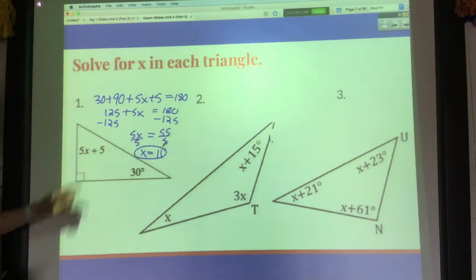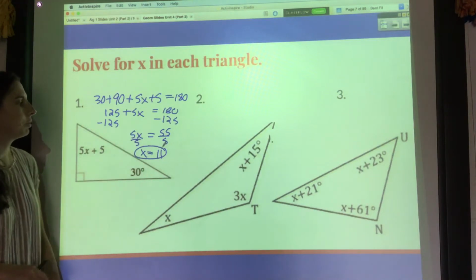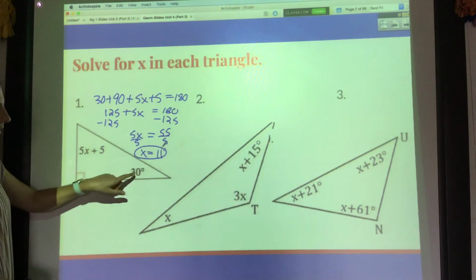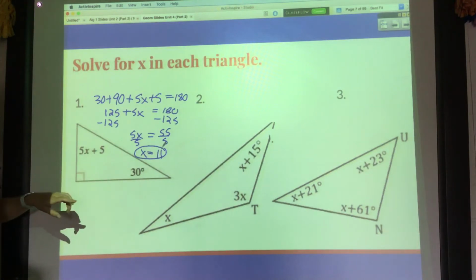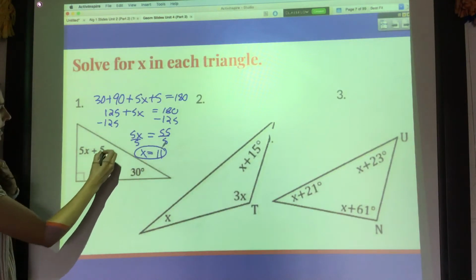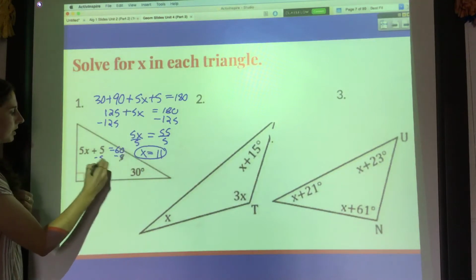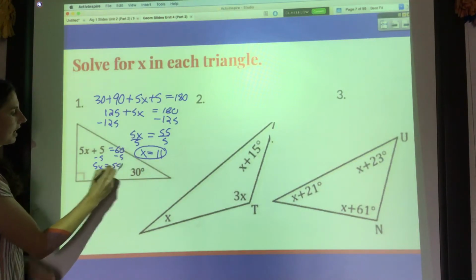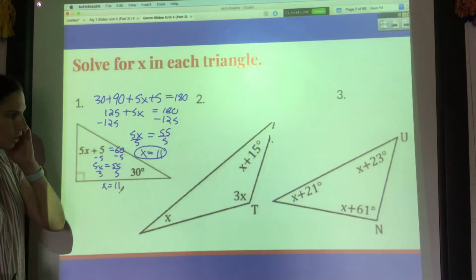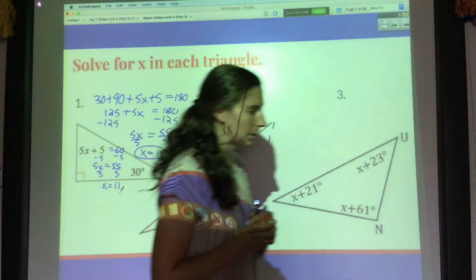If I wanted to actually find the measure of this angle, I could plug in 11. Or another way to do this problem would just be take 180, subtract the 30, so you're down to 150, subtract the 90, so you're down to 60, and then just set this equal to 60. So subtract 5 from both sides, 5x equals 55, divide by 5, and there you go, x equals 11 again. So go ahead and pause the video and try these other 2, and then I'll go over those.